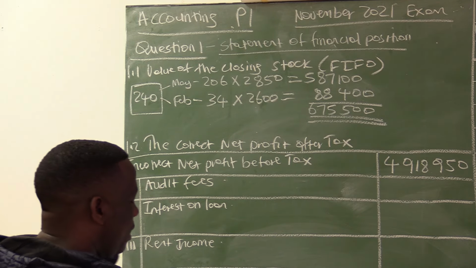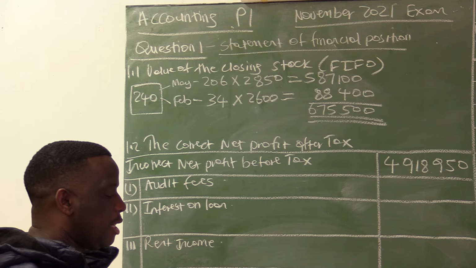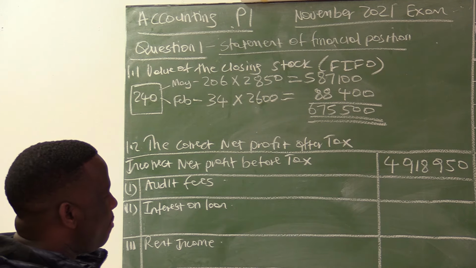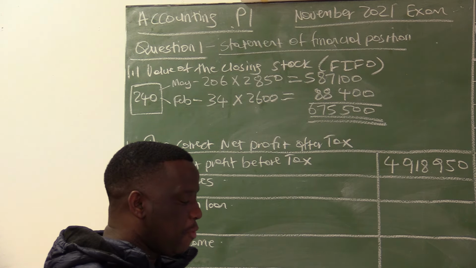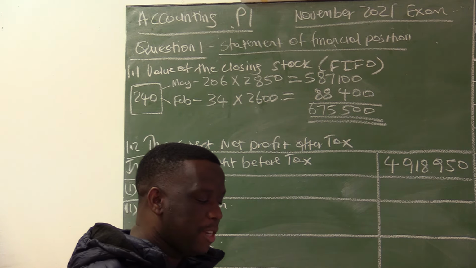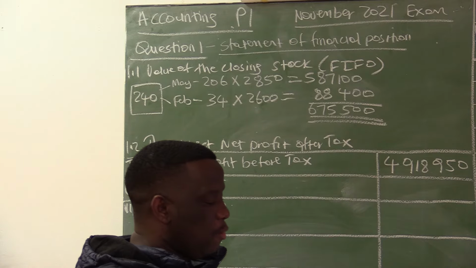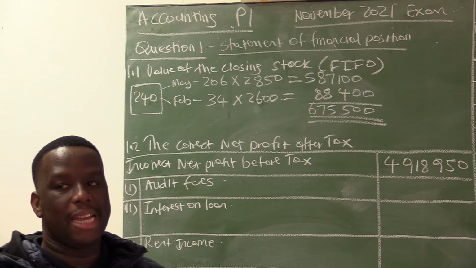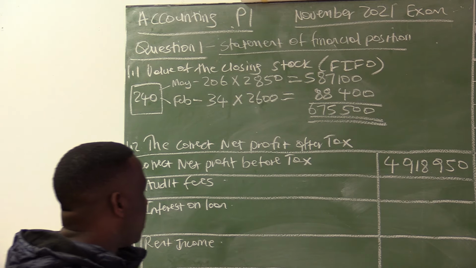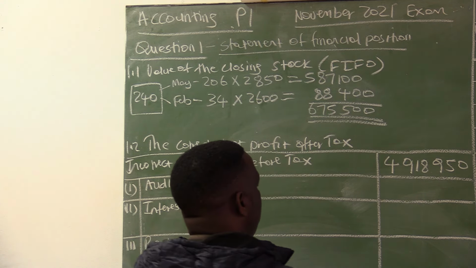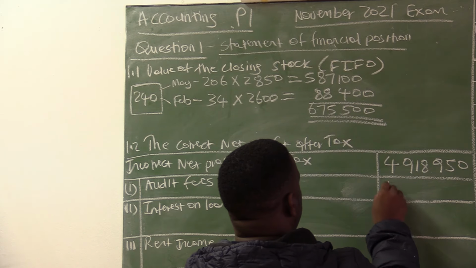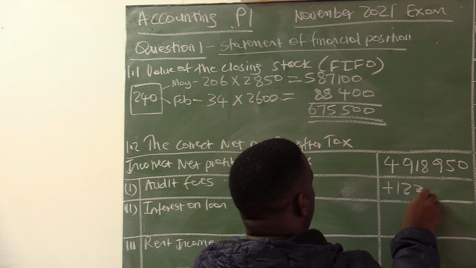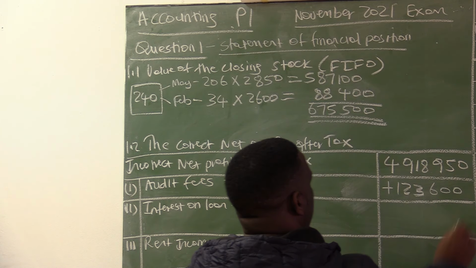So the audit fees included 123,600. It means the amount for audit fees was extra by 123,600, which was not supposed to be there because it was paid in advance for the next financial year. So we need to add this 123,600 back. So it's going to be plus 123,600.